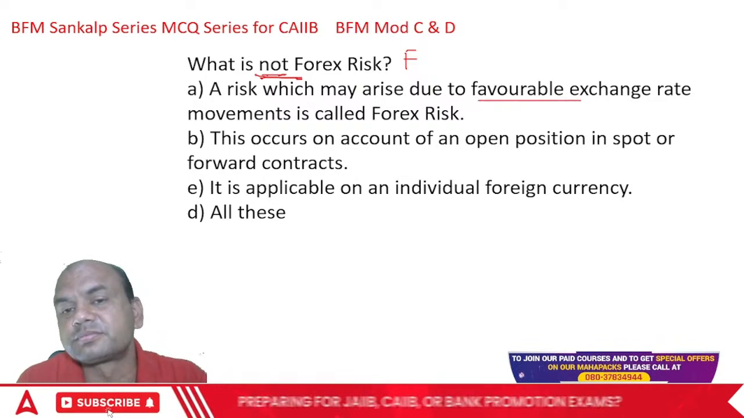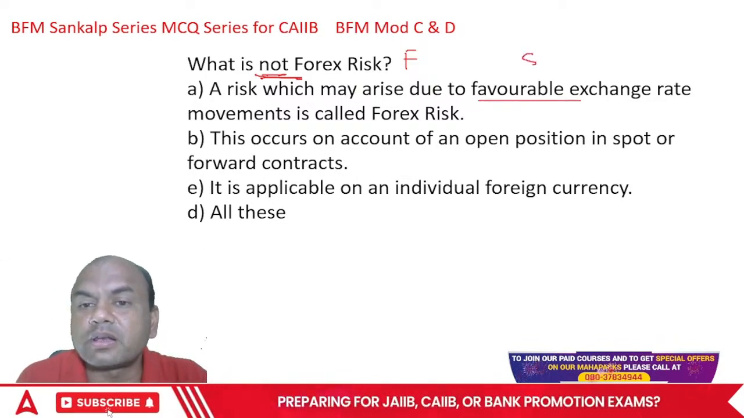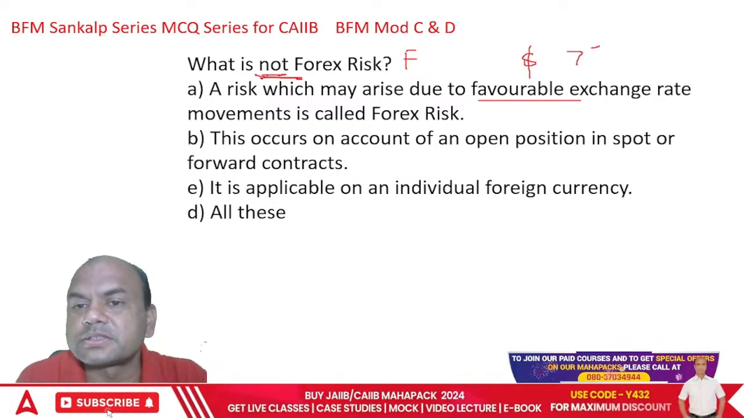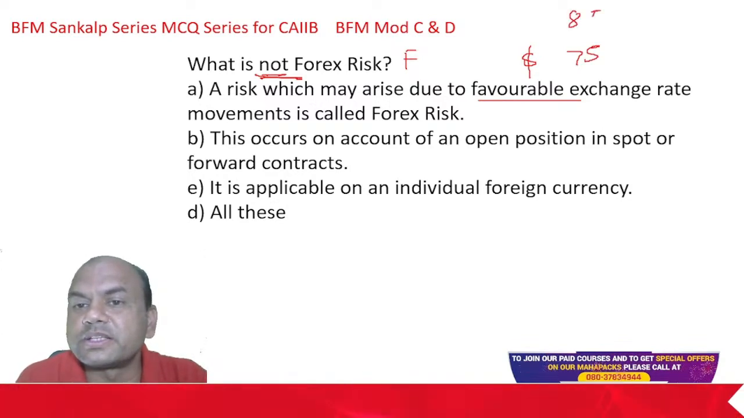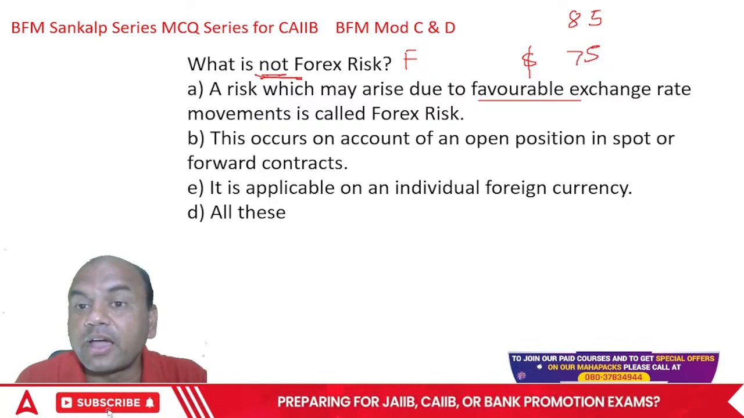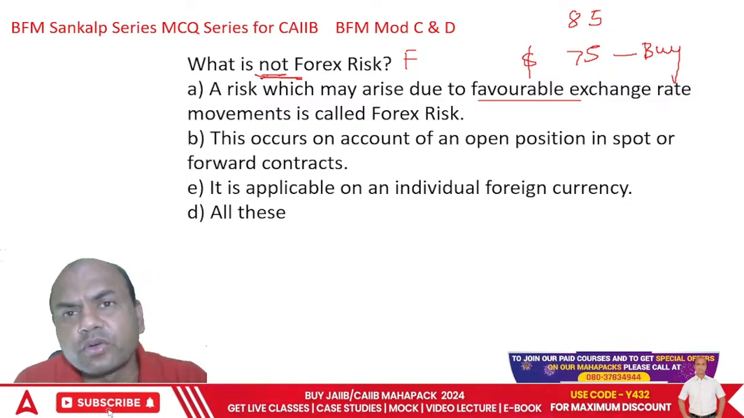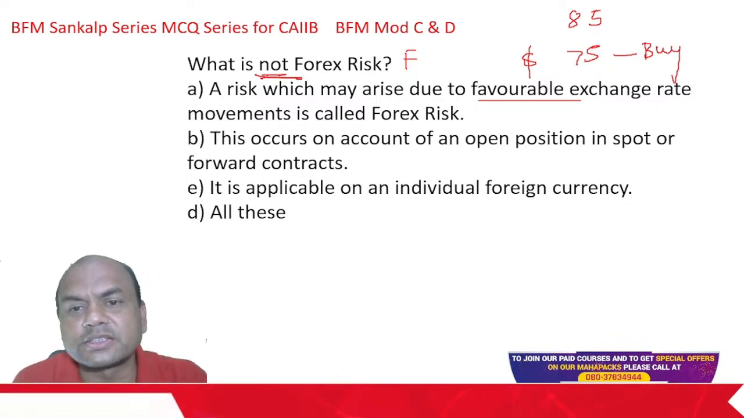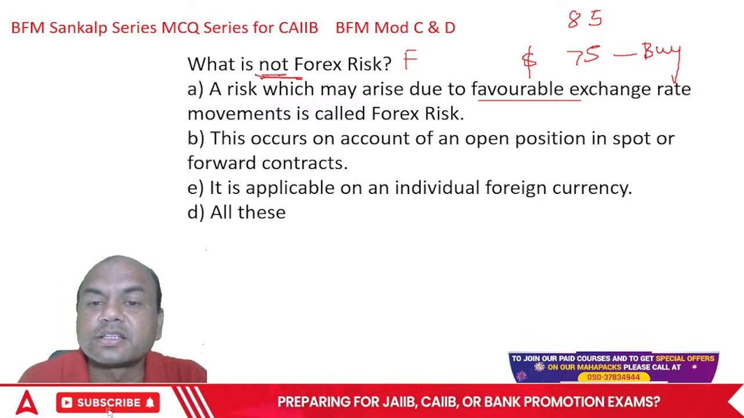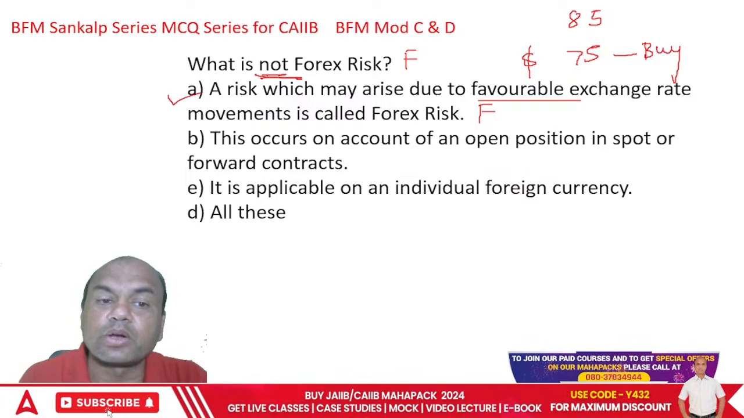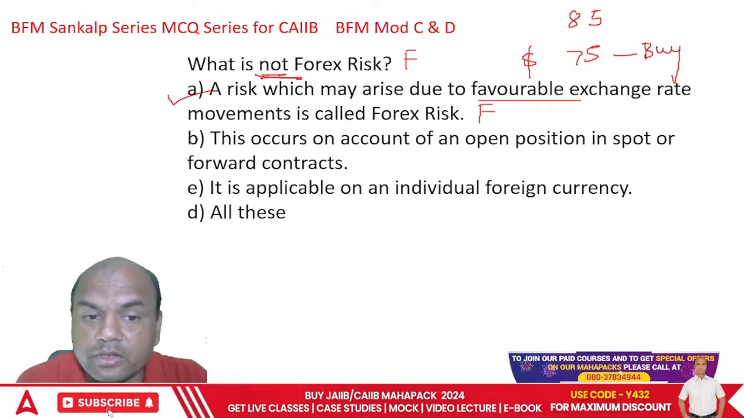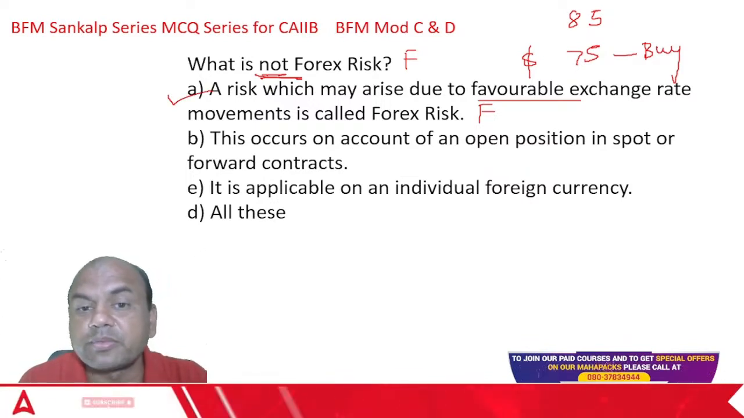Favorable means I buy dollars for, let's say, 75 rupees, and now the dollar rate is 85 rupees. So is this a risk to me? I have purchased it at this rate, and now the rate is 85. It is good for me, isn't it? So this is not a risk. This is false, and this is what I want. See, first only you got this answer A. But now there is the option of all of these also, so these can also be false.